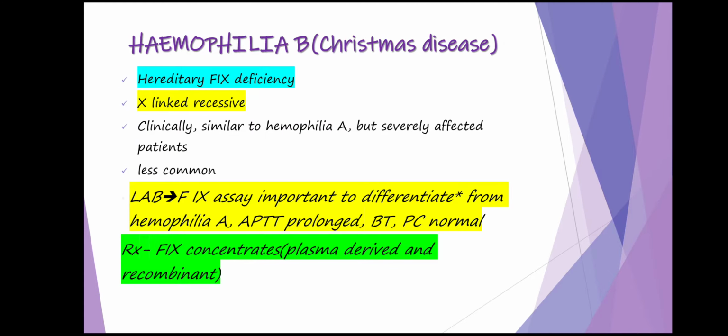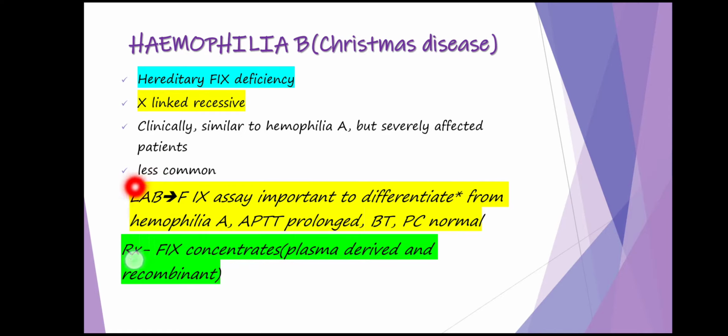Next is hemophilia B. Hemophilia B is almost similar to hemophilia A, but in hemophilia B, the deficiency is that of factor 9 due to certain mutations. Again, it is an X-linked recessive disorder, and clinically it is similar to hemophilia A, but the patients are severely affected. Hemophilia B is less common than hemophilia A. Hemophilia A is more prevalent.